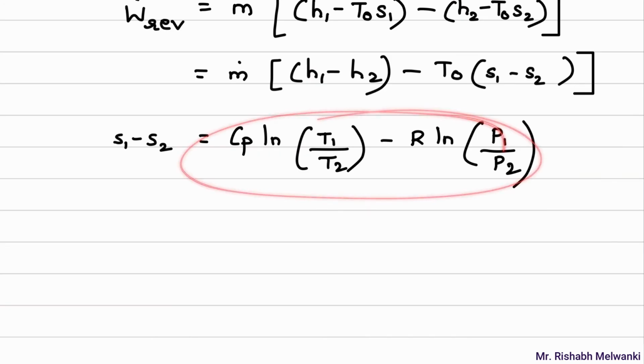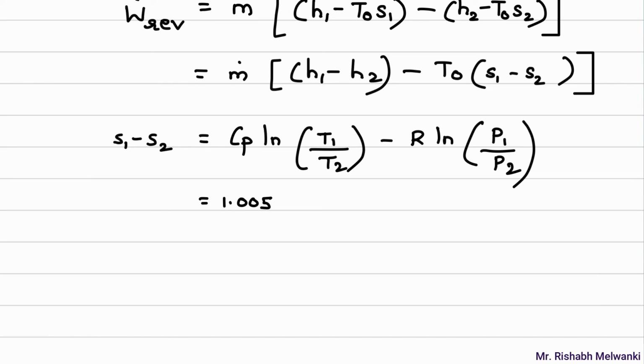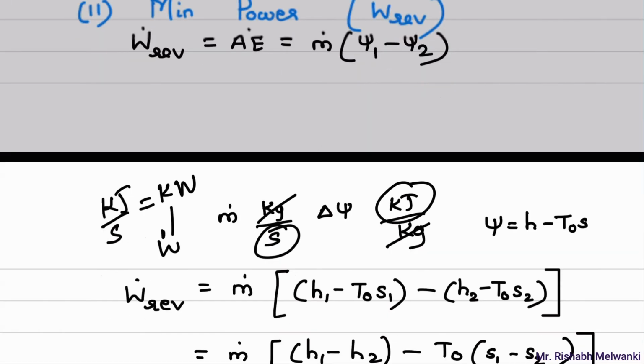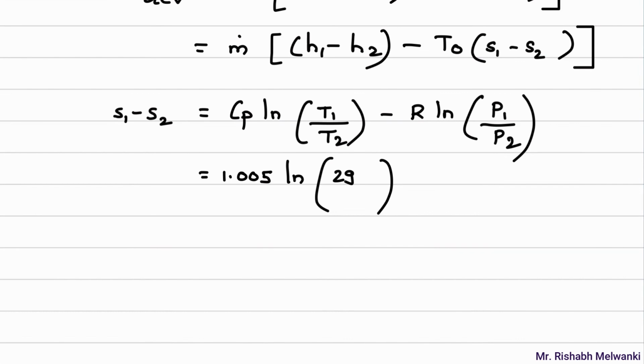Now we will find out this s1 minus s2. Cp for air is 1.005 kilojoule per kg Kelvin. Log T1 by T2: what is T1? See the question. 293, and T2 is 393. Remember that whenever we have the log of a temperature ratio, you have to substitute the value in Kelvin, absolute temperature, in thermodynamics. So it is 293 divided by 393.